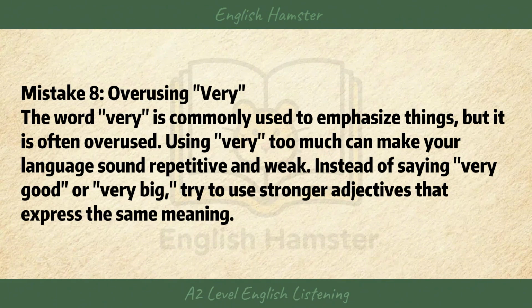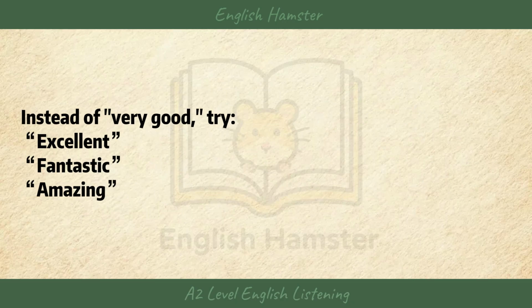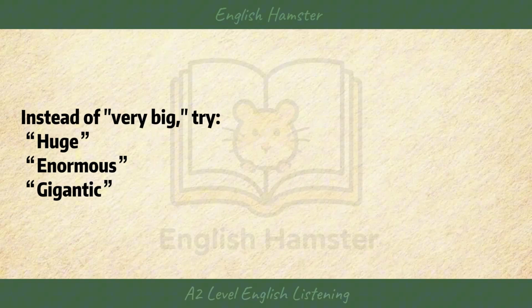Mistake 8. Overusing very. The word very is commonly used to emphasize things, but it is often overused. Using very too much can make your language sound repetitive and weak. Instead of saying very good or very big, try to use stronger adjectives that express the same meaning. Instead of very good, try excellent, fantastic, amazing. Instead of very big, try huge, enormous, gigantic.